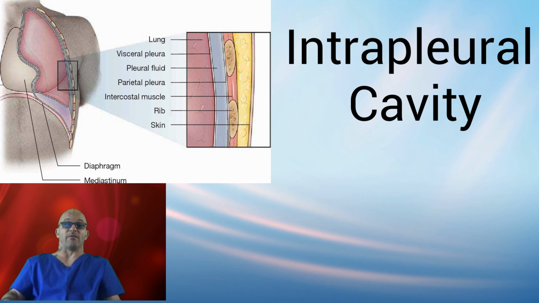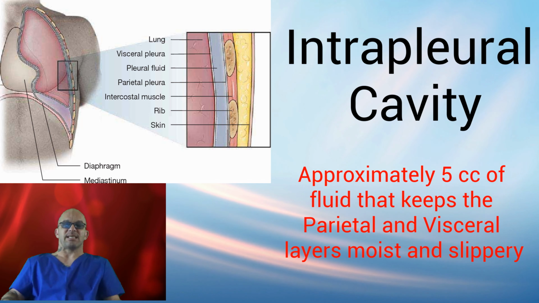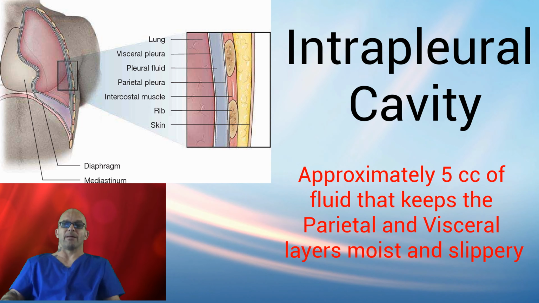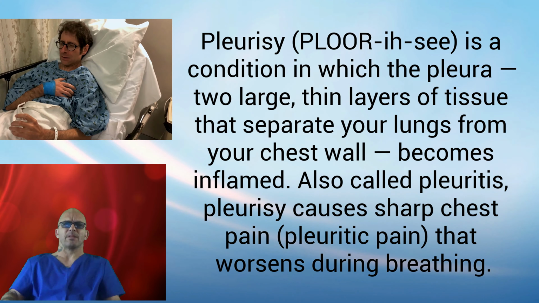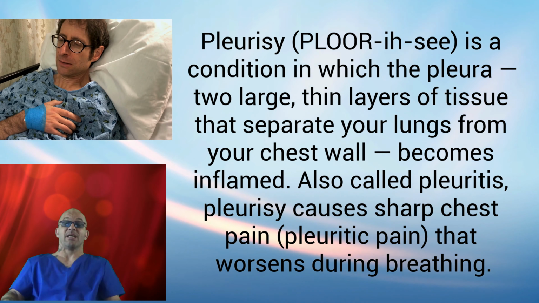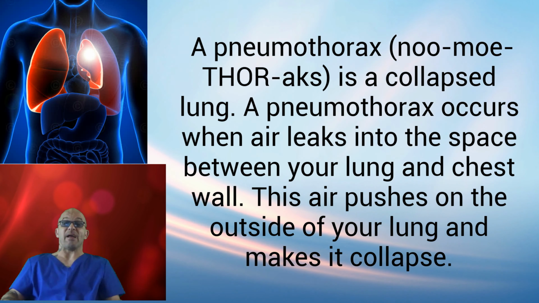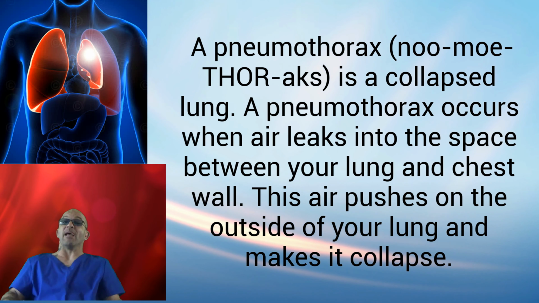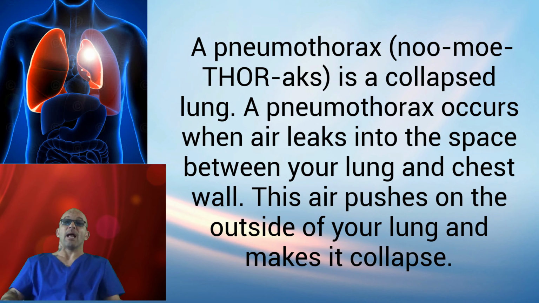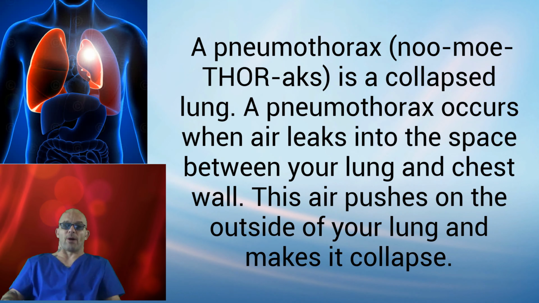In between the parietal and visceral layers, there is a space called the intrapleural cavity. This cavity contains fluid that keeps the parietal and visceral layers moist and slippery. There's about 5 cc's of fluid. If this space becomes inflamed, the term used to describe this condition is pleurisy. The pleural membranes will rub together, resulting in painful respirations for the patient. If air becomes trapped in the intrapleural space, it will increase the pressure of that lung and could lead to atelectasis of the lung. This is known as a pneumothorax.